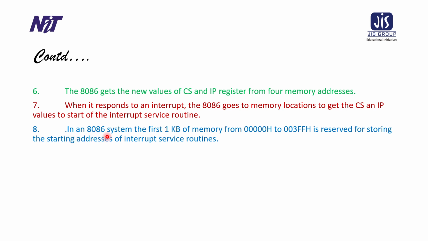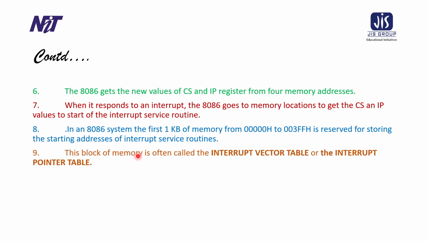In the 8086 system, the first 1 KB of memory, from 00000H, the beginning of the memory, to 003FFH, is reserved for storing the starting addresses of the interrupt service routines. So this 1 KB is reserved for storing the starting addresses of the interrupt service routines. This block of memory is often called the interrupt vector table or interrupt pointer table. It is a very, very important part.